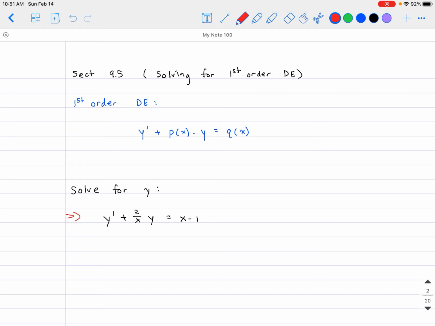And hopefully this will be useful, and especially a little gateway into, I guess, the next course, which is called differential equations actually. So let's go ahead and talk about how to actually solve for something like this, okay?